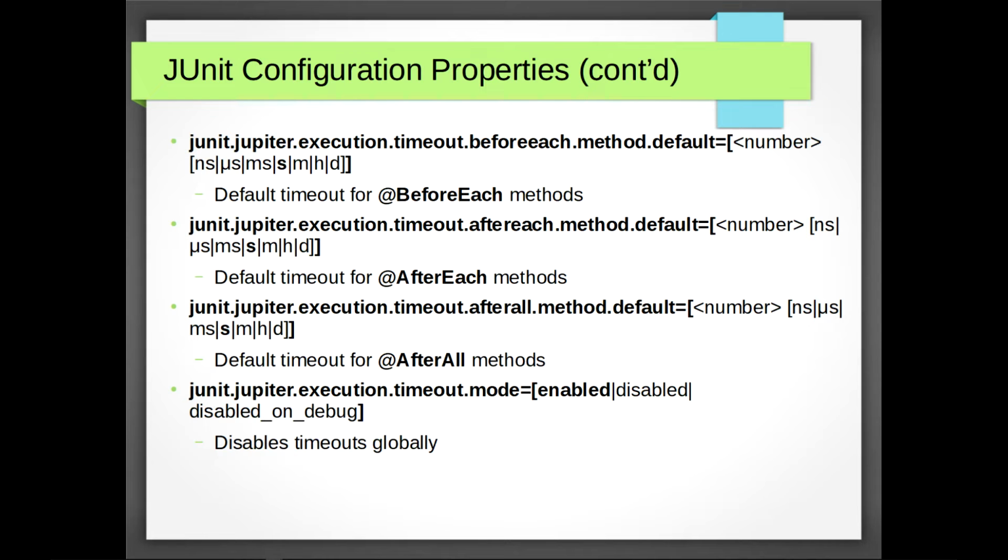Alright, the next one is a configuration property that overrides all of those we just encountered, and it disables timeouts globally. And it is junit.jupiter.execution.timeout.mode equals either enabled, which is default, or disabled, or disabled_on_debug. And I'm going to give you 30 seconds to write it out.